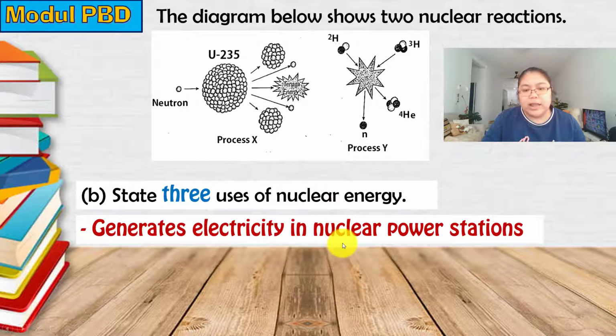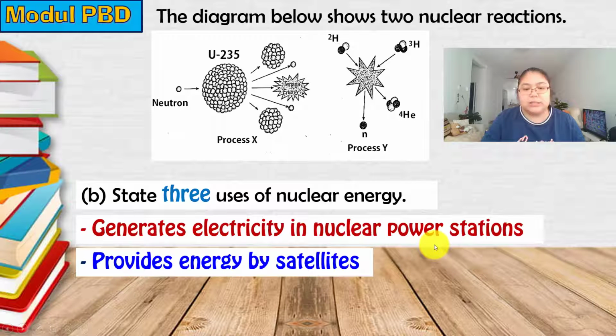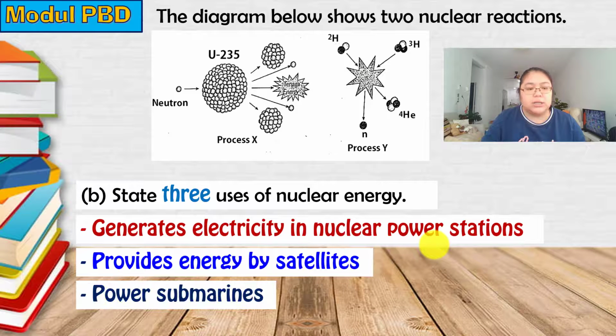First one, generate electricity in the nuclear power station. Okay, number 2, they can provide the energy for the satellite. Okay, number 3 also same, provide energy. Okay, the power submarine. So this one is a function, we're using the energy from nuclear power station.